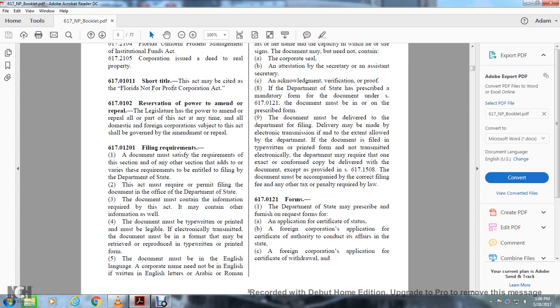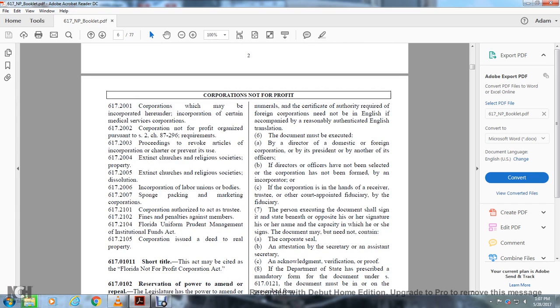The document must be typewritten, printed, or electronically transmitted, and must be legible. If electronically transmitted, it must be in a format that may be received and reproduced in written or printed form. The document must be in the English language, though a corporate name need not be in English if written in English letters or Arabic or Roman numerals. A certificate of authority required for a foreign corporation need not be in English if accompanied by an authenticated English translation.